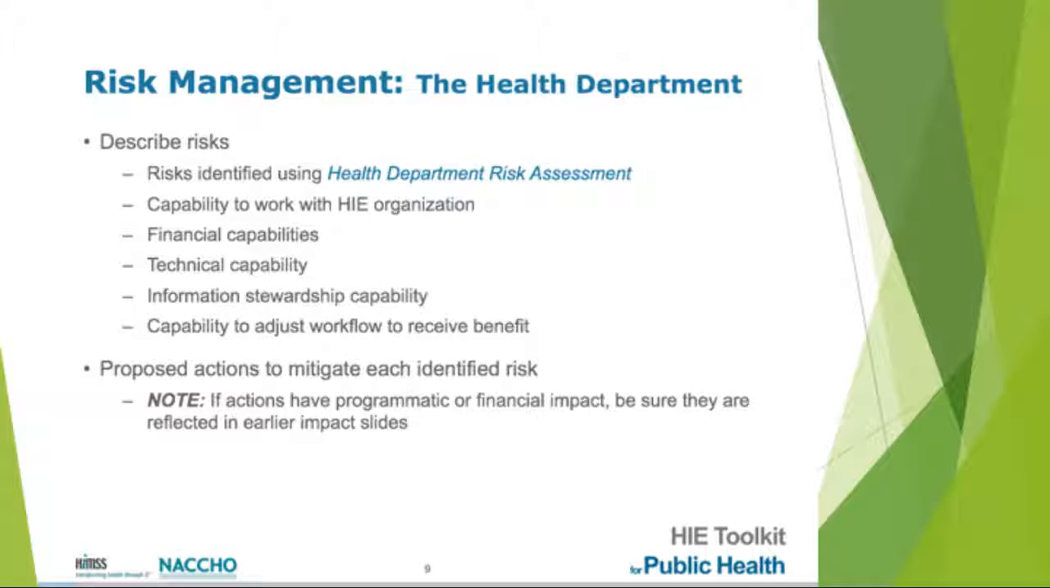The other area of risk management that is considered is the health department. Risks are described using the health department risk assessment, and risks may include things like the capability to work with the HIE organization, financial and technical capabilities, information stewardship capability, and the capability to adjust workflows to receive benefit. Proposed actions to mitigate each identified risk should be included. And there's a special note that if actions have a program or financial impact, that they must be reflected in the earlier impact slides as well.